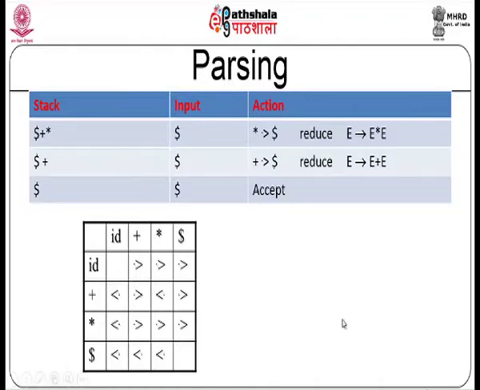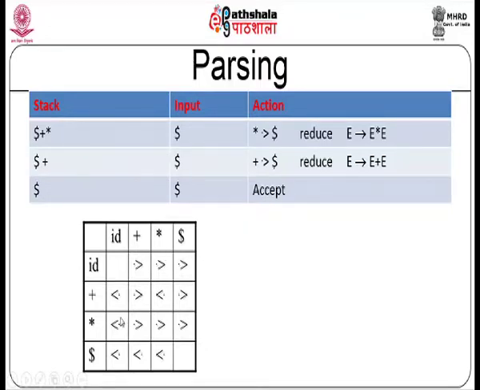And based upon this, if the stack symbol has a lesser or equal precedence than the input, you shift the input into the stack, else you try to pop, and you have to keep on popping symbols from the stack till the stack symbol has a lesser than or equal precedence compared to the input. When both have a dollar and a dollar, it is an accept action.